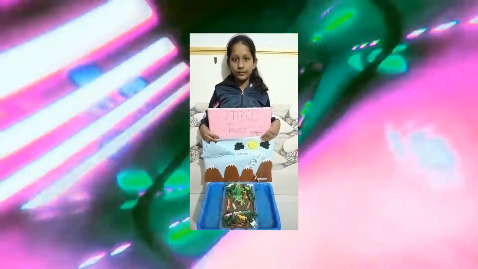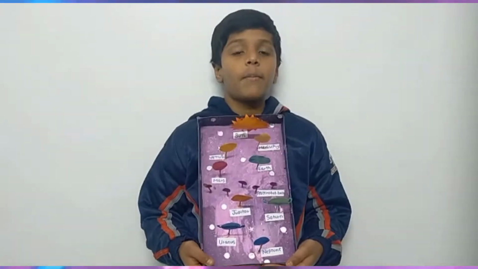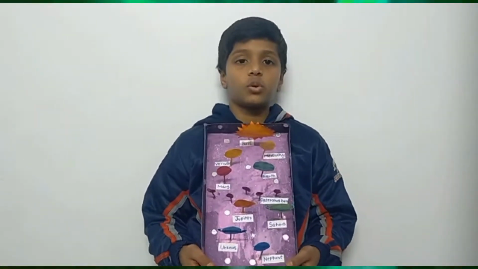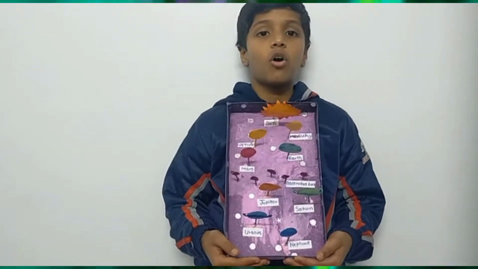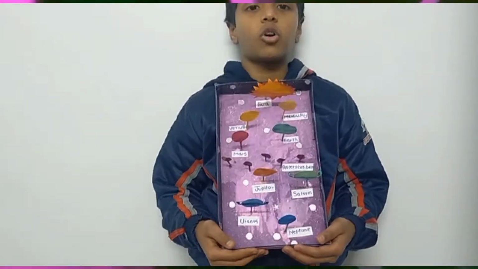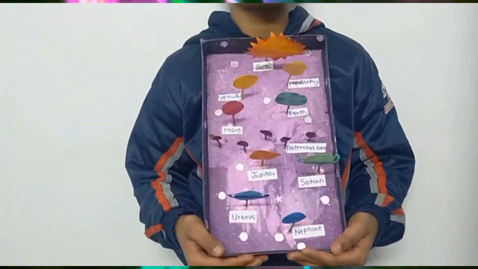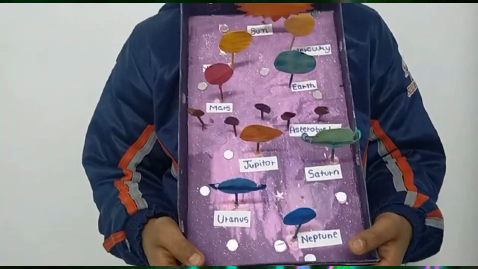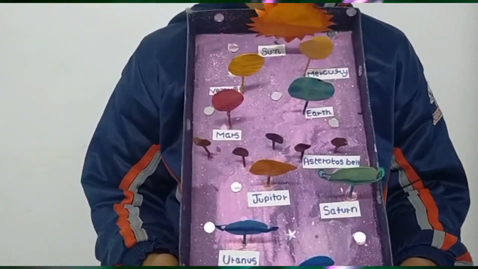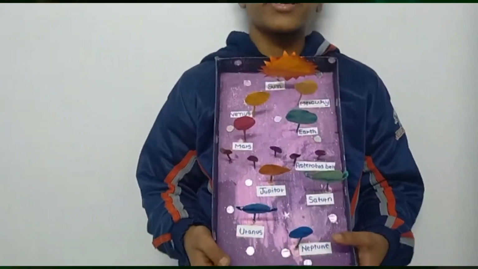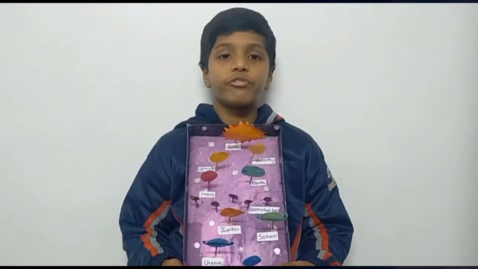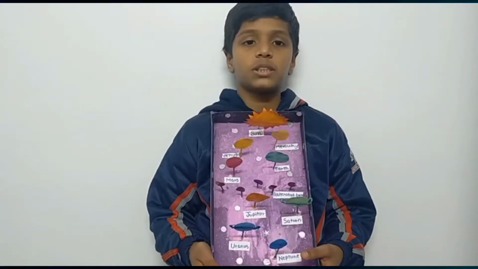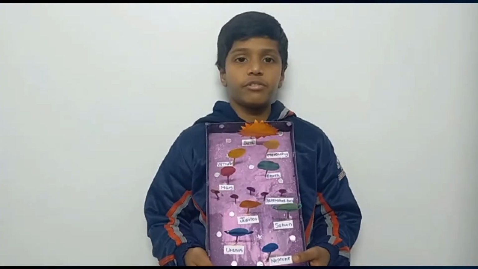Hello everyone, my name is Pranav Shakya. I am in class 4C. The solar system consists of sun and all other objects that travel around sun. These objects include planets, asteroids, pieces of rocks, natural satellites, meteoroids, comets, dust and gases. Our solar system is a part of the Milky Way galaxy.